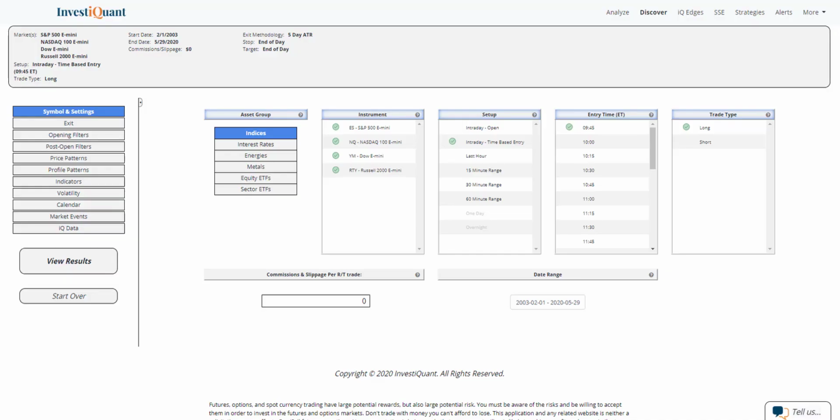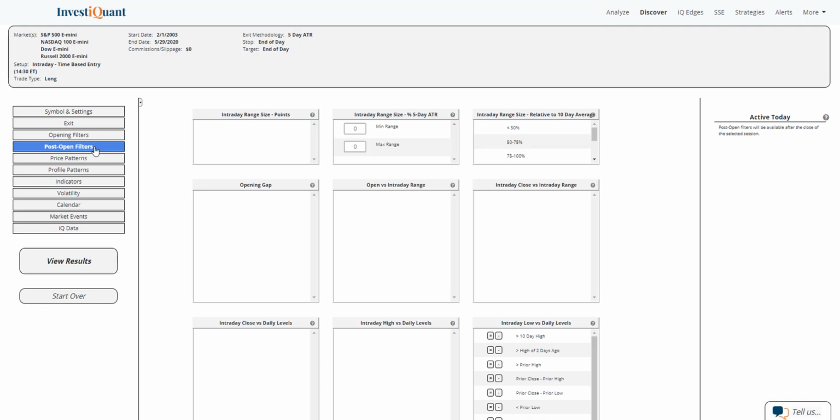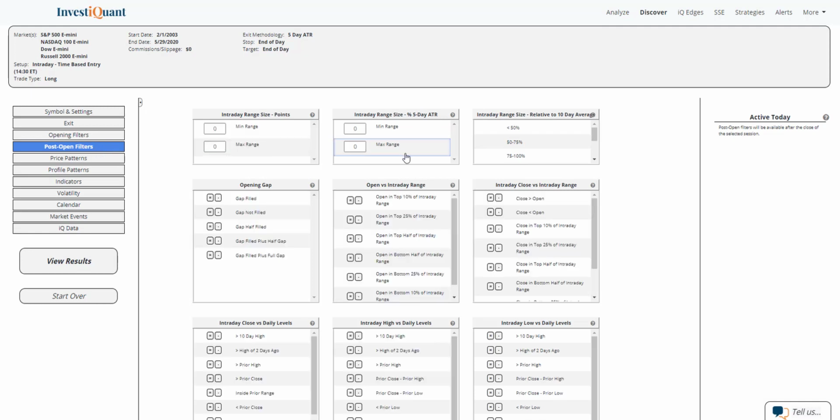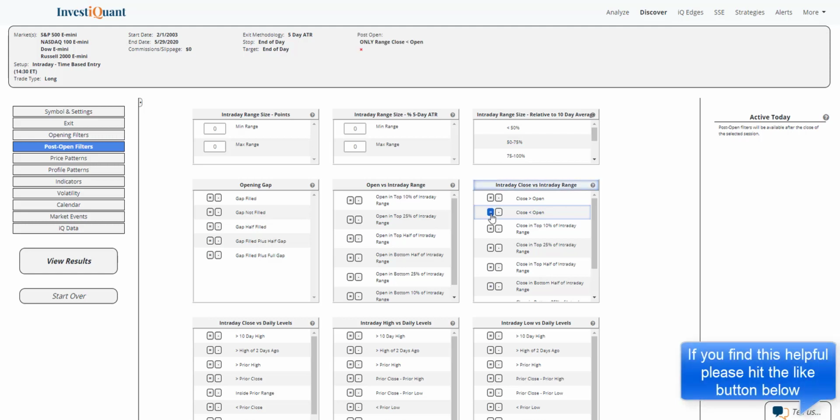So let me minimize this. Let's hop into Discover. We'll look at all four instruments. We'll use a time-based entry, and we'll just test 2:30 p.m. Eastern time. We have this set up as a long exiting at the end of the day. And the only information that I really want to put on here is that we are forming a red candlestick. So if I go to this intraday close versus the range, we are trading below the open. This will be testing that we're trading below the open at 2:30 p.m.